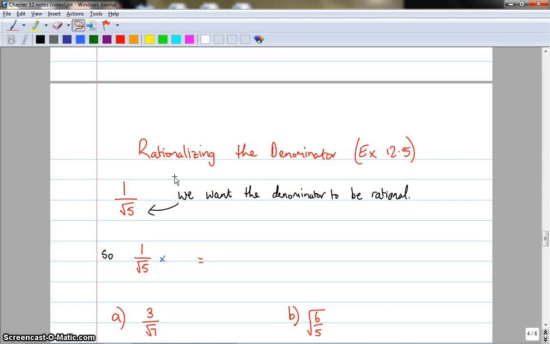G'day everyone, thanks for joining in the latest instalment on chapter 12 on surds. This one is called Rationalizing the Denominator. Now we've heard these types of terms before.